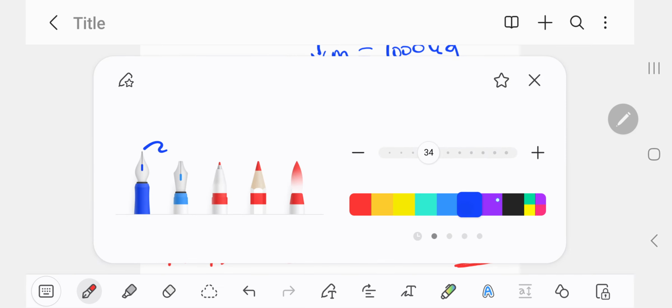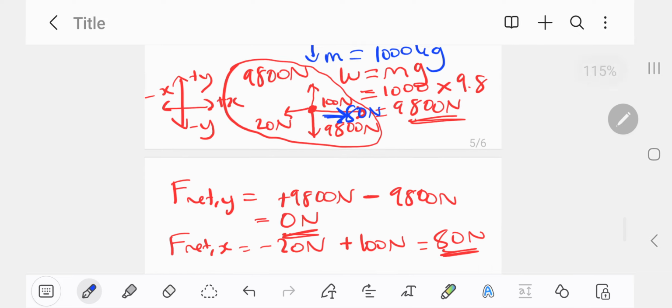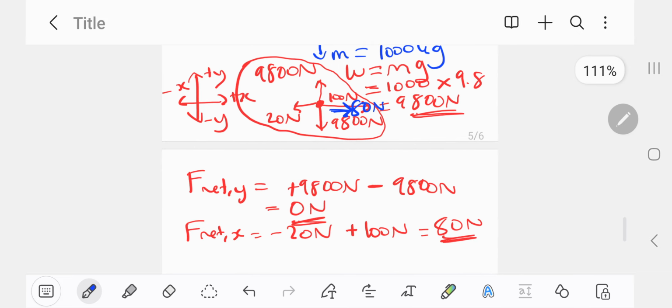And it makes sense. Sanity check, always do a sanity check. That means always make sure that it makes sense. 80 newtons of total force acting to the right. And the car is moving to the right, right? So if it's moving to the right and the net force is to the right, it makes sense. It's accelerating to the right with a net force of 80 newtons.